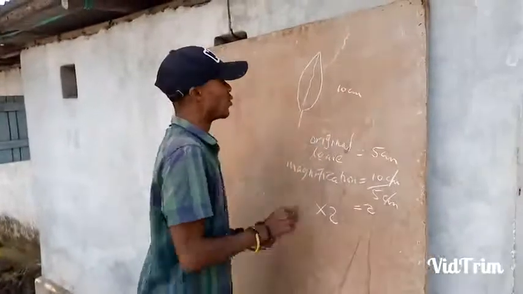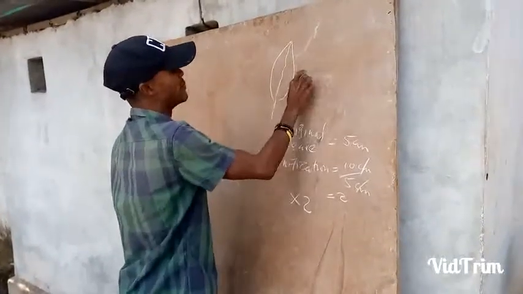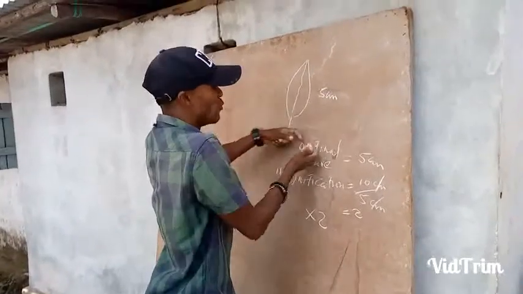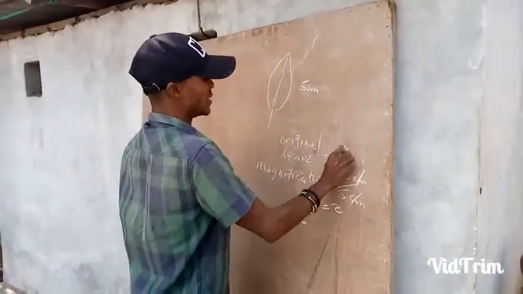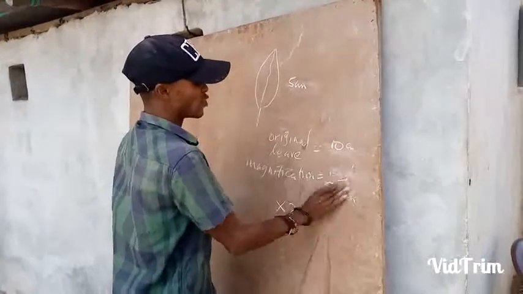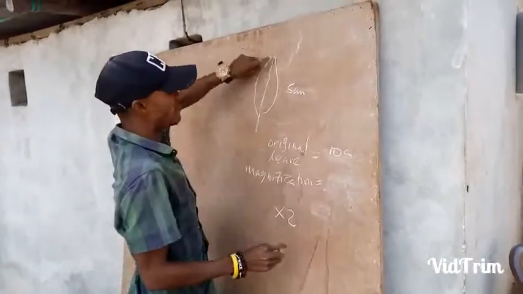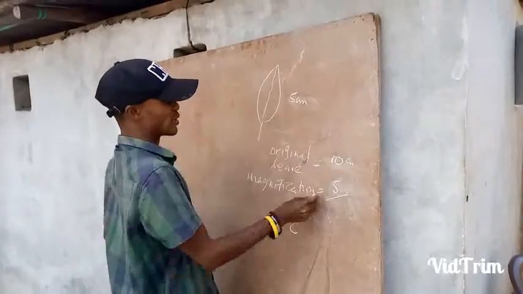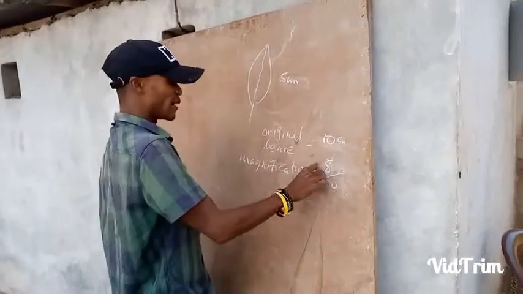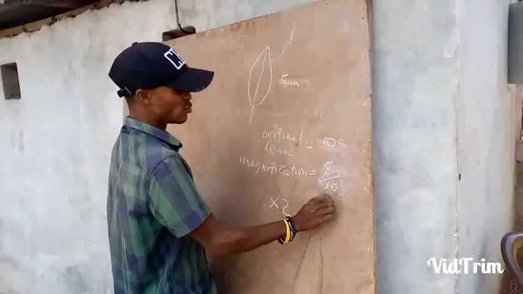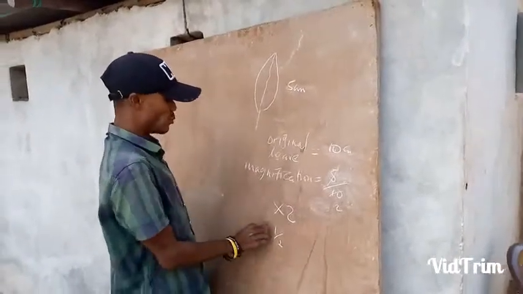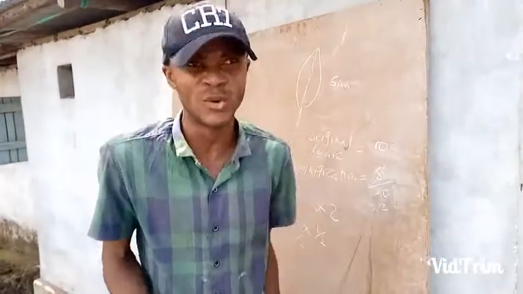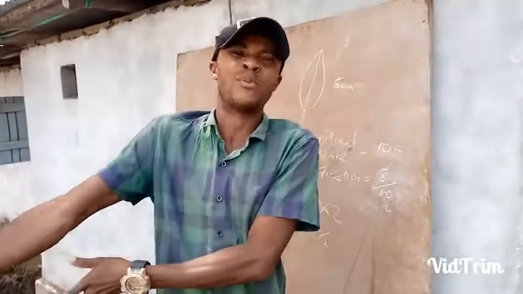Let us now say the diagram we have drawn is 5 centimeters. Let us take it that way. And the original leaf that was provided was 10 centimeters. So in that case, the magnification will be the diagram drawn, 5 centimeters, over the original leaf that was given, 10 centimeters. 5 can go into 10 two times. That becomes 1/2. So you put x half. That tells you that the diagram we drew is half of the one provided.